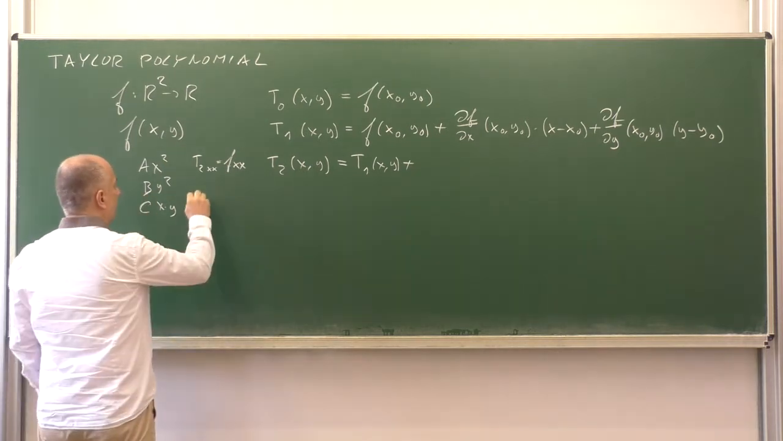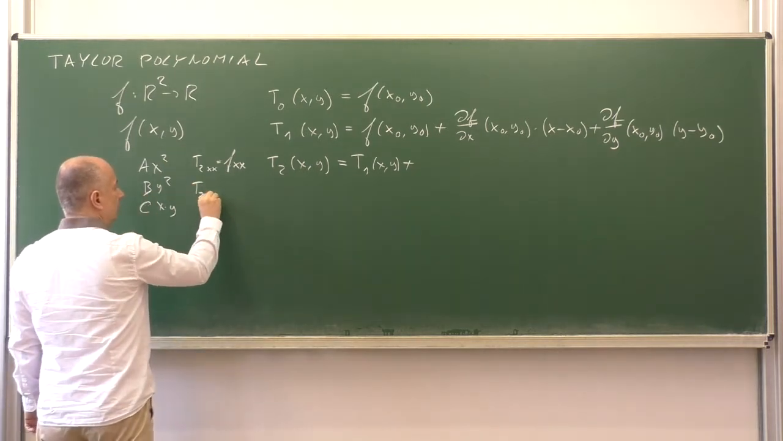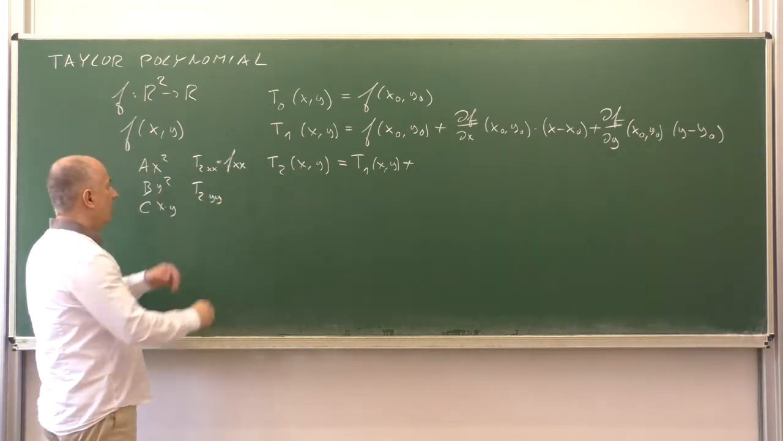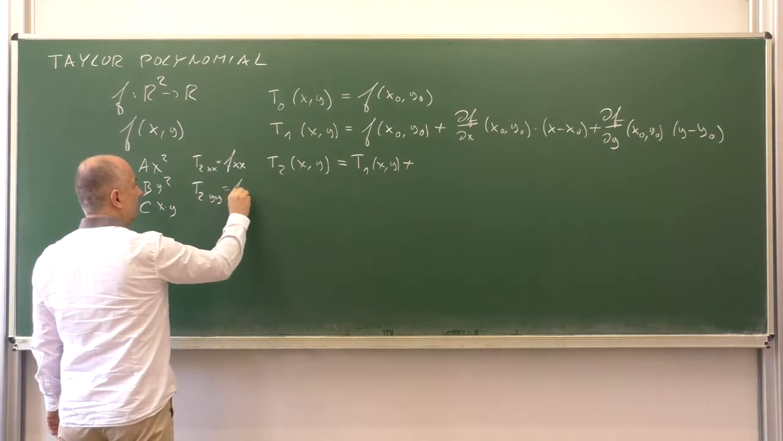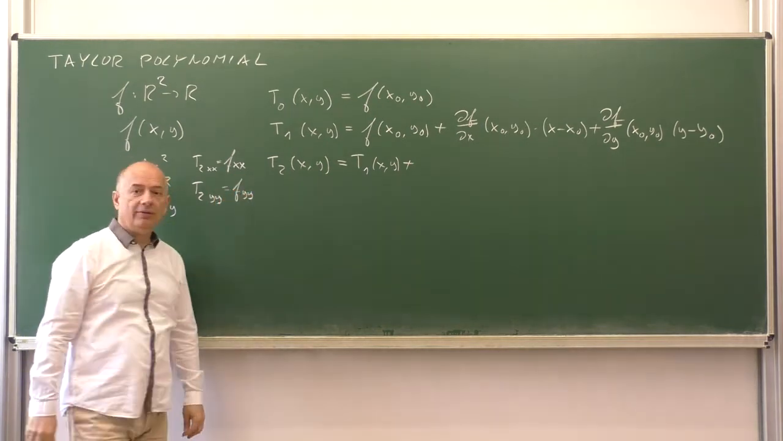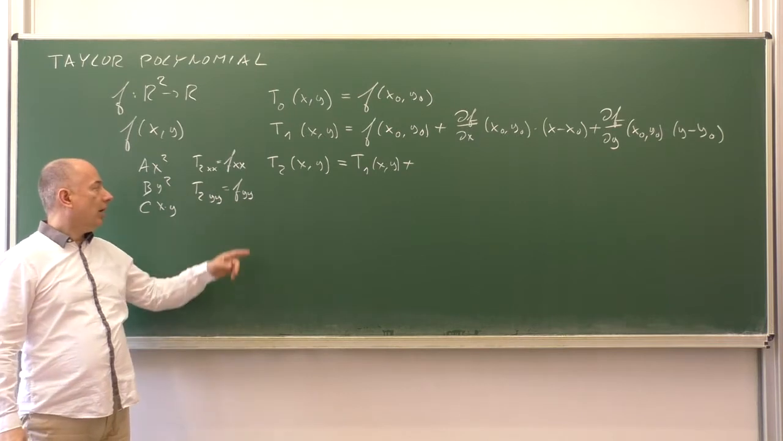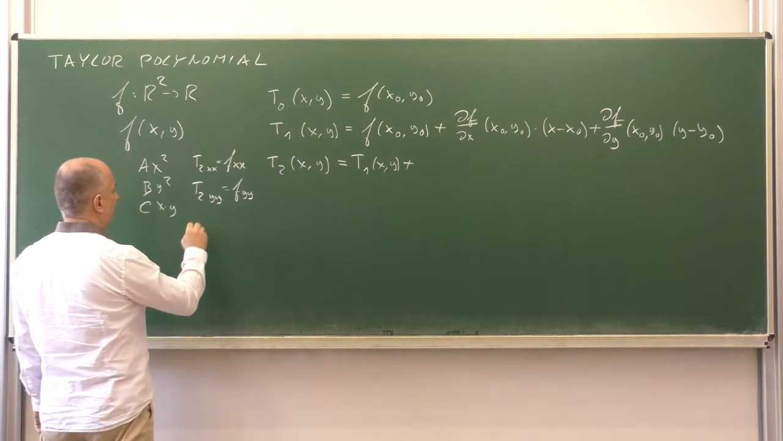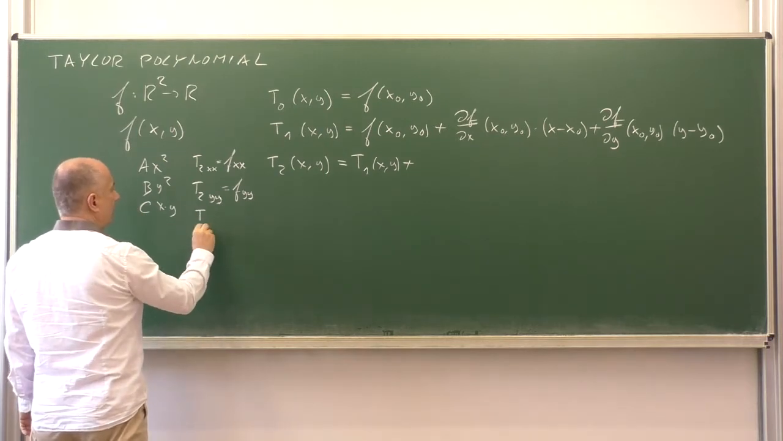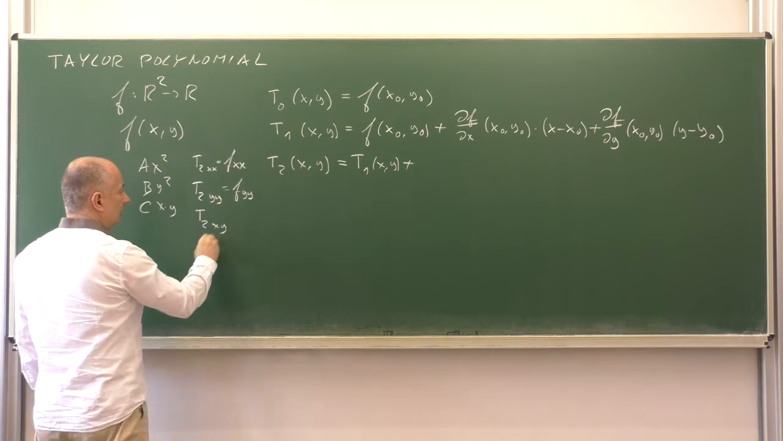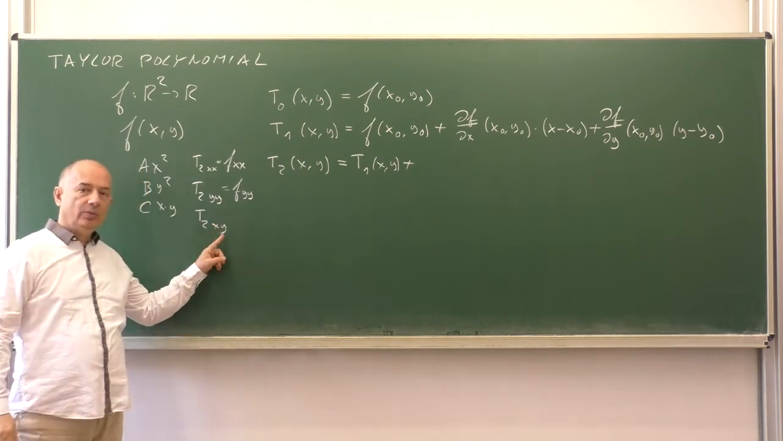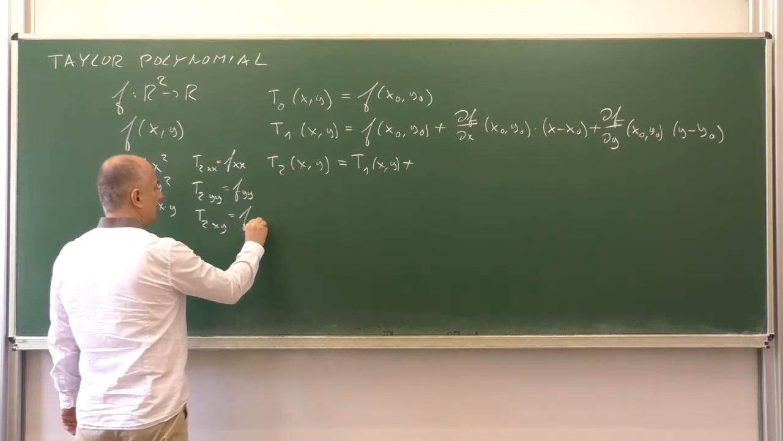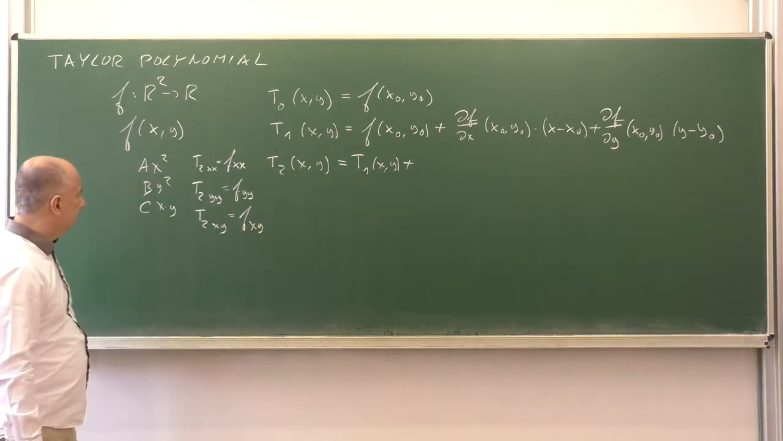We want to choose b such that t2, when differentiated twice with respect to y, we get the same value as when we differentiate the function f twice with respect to y at the point x0, y0. And we want to choose the constant c such that t2 differentiated with respect to x and then with respect to y is equal to the mixed second derivative of f.